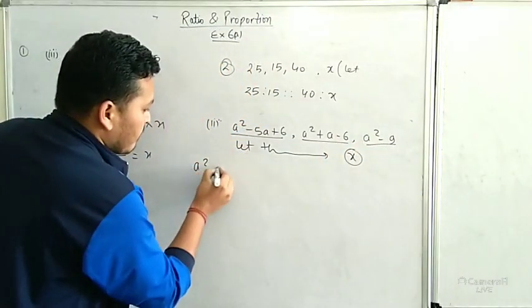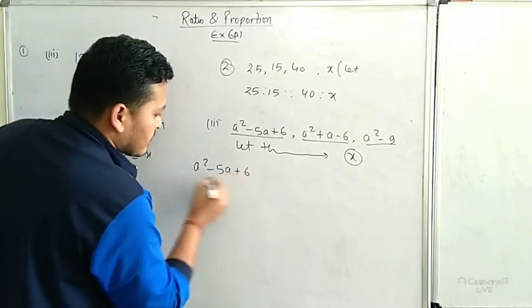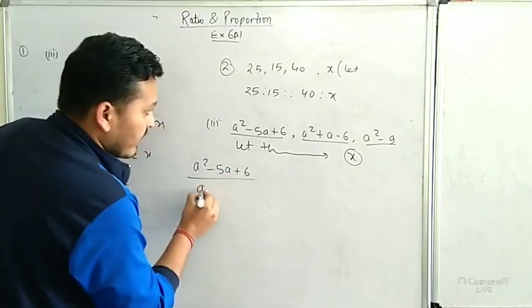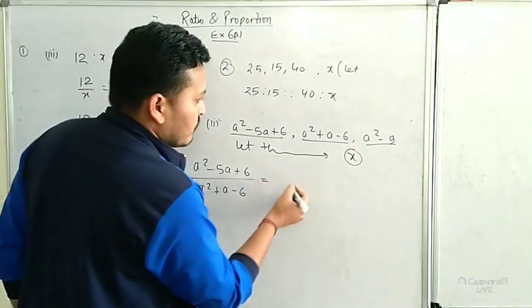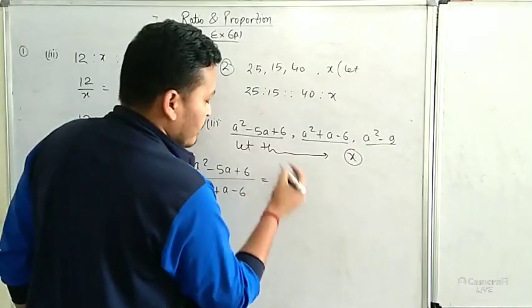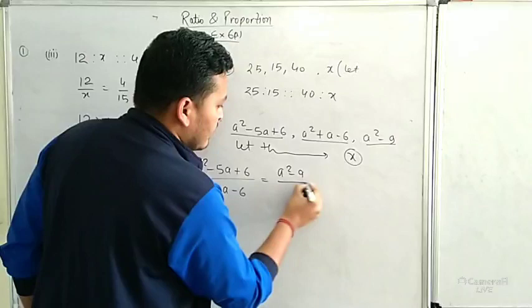So a square minus 5a plus 6 upon a square plus a minus 6, and that is equal to, because it is the ratio, a square minus 9 upon x. It is a very simple one.